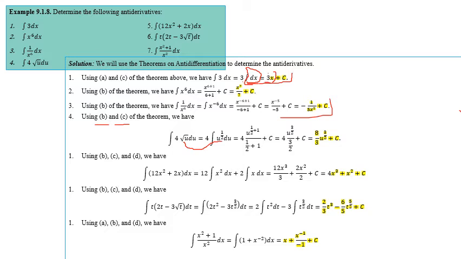Just like in example number 3, if a variable is in the denominator, move it up. And whenever the given is a radical expression, convert it into exponential form so it is easier to integrate.